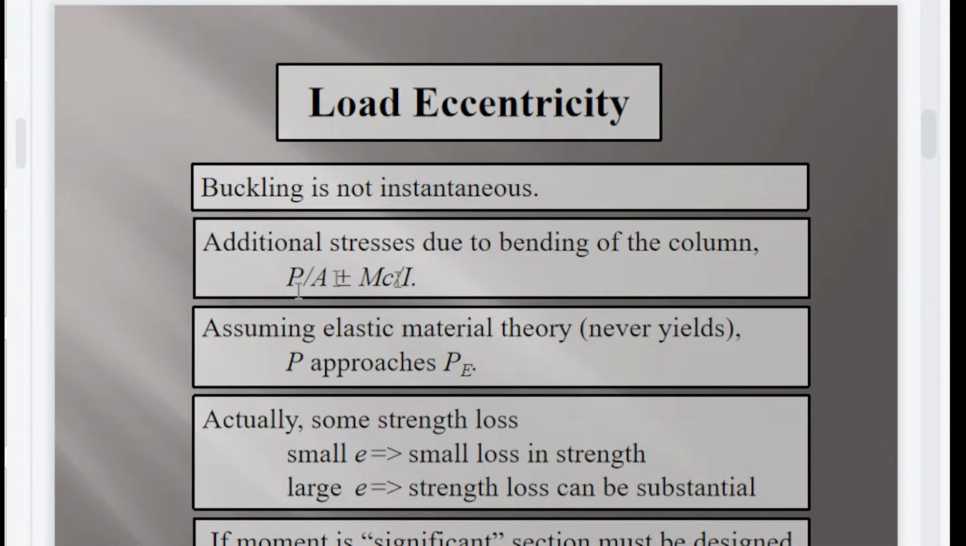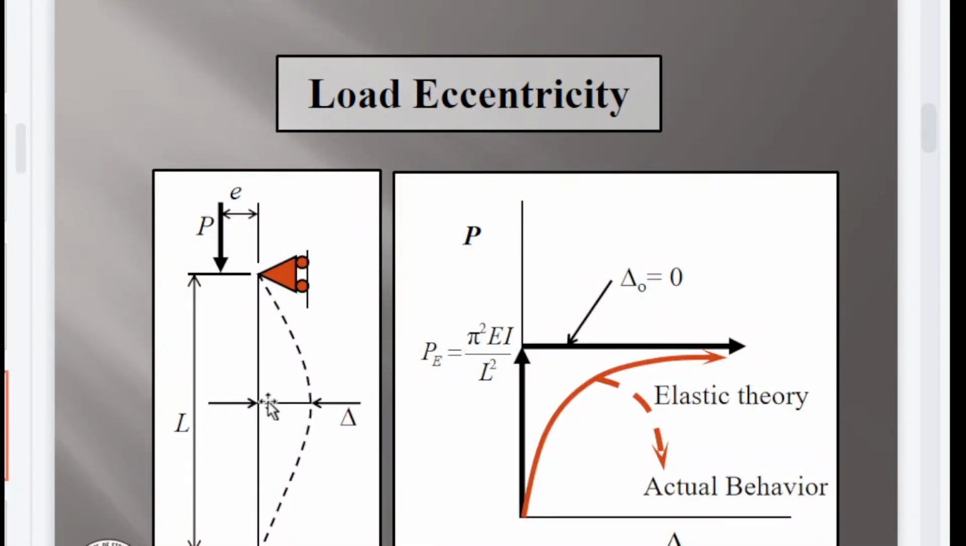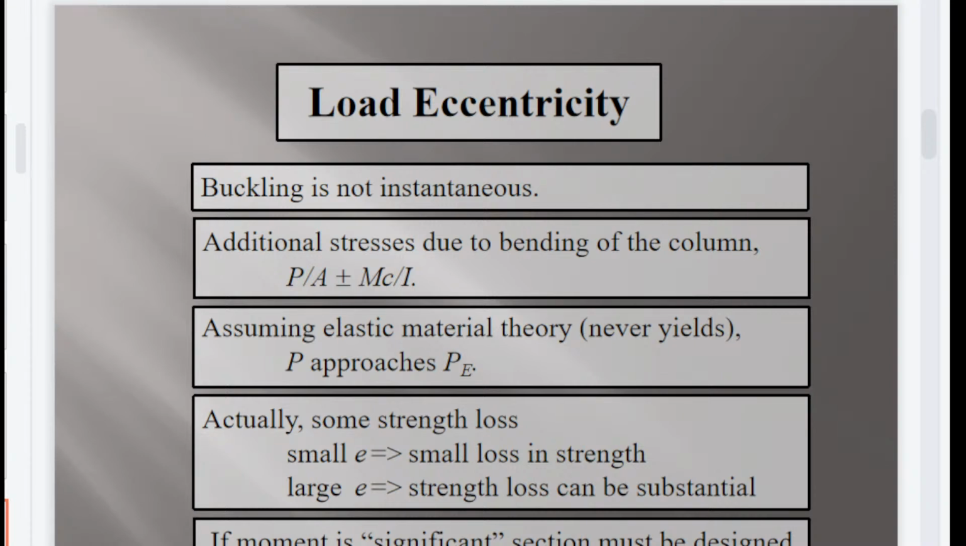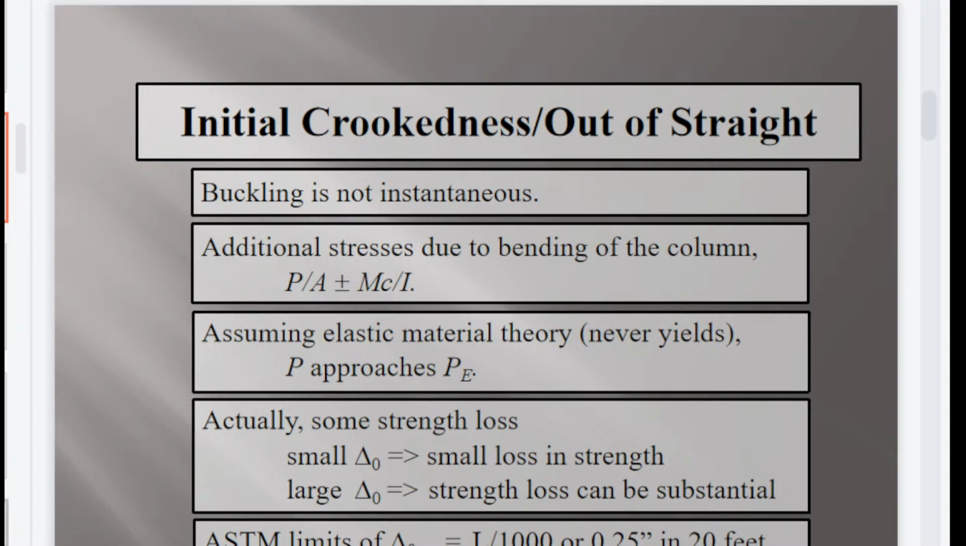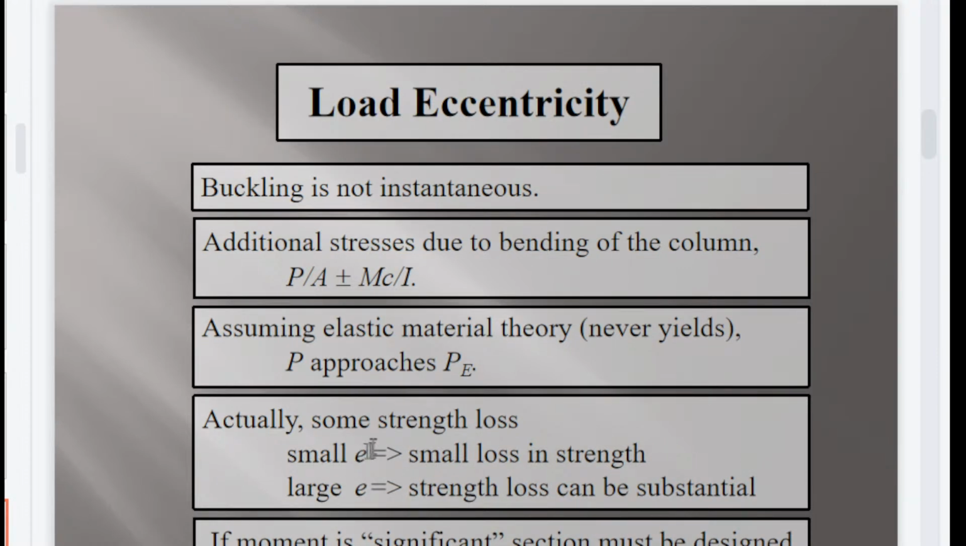So, the same assumption, but since there is an eccentric load, we must take care of the eccentricity. So how much is this delta 0? Delta 0 is too large. As you can see in the previous crookedness consideration, we had delta 0, but now E refers to eccentricity. They are the same, but now we are considering eccentricity. With small eccentricity, we have small losses. With large, we have substantial loss.